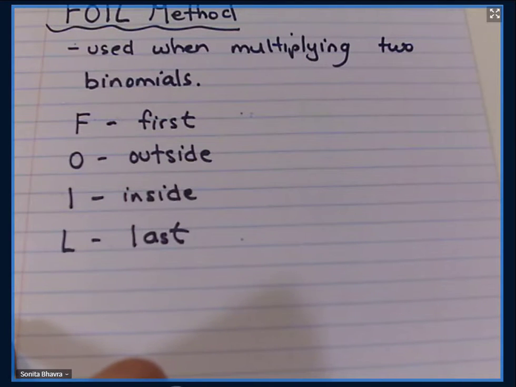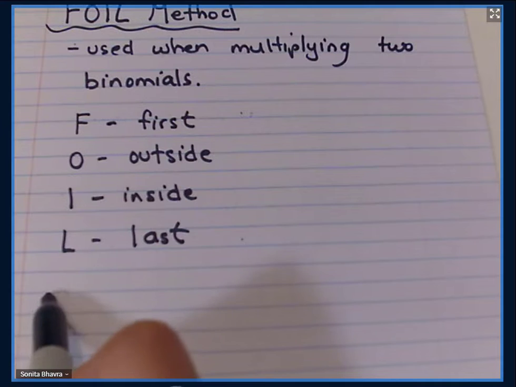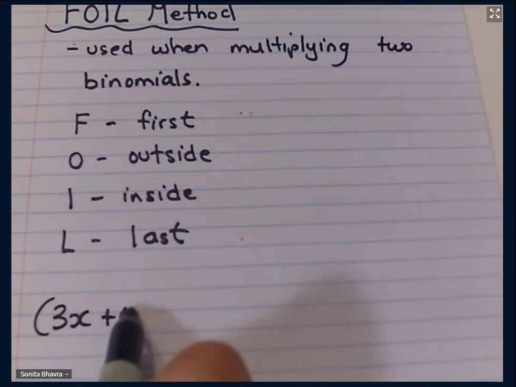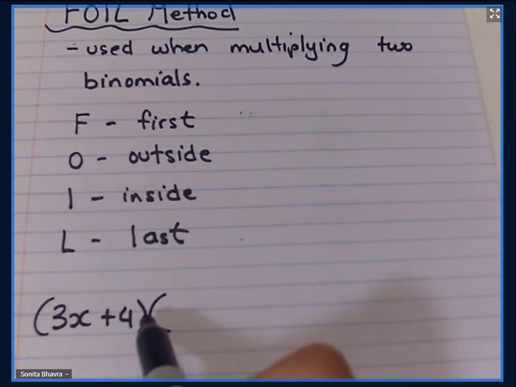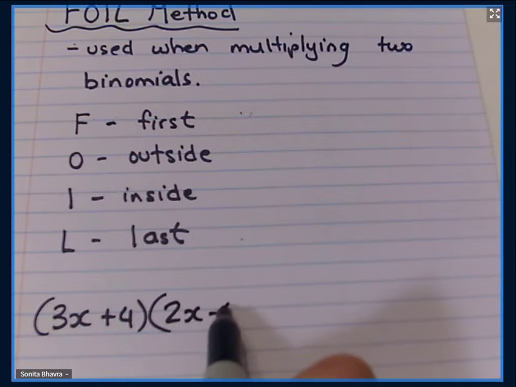Our example is 3x plus 4 multiplied by 2x minus 5. So this is what it would look like.